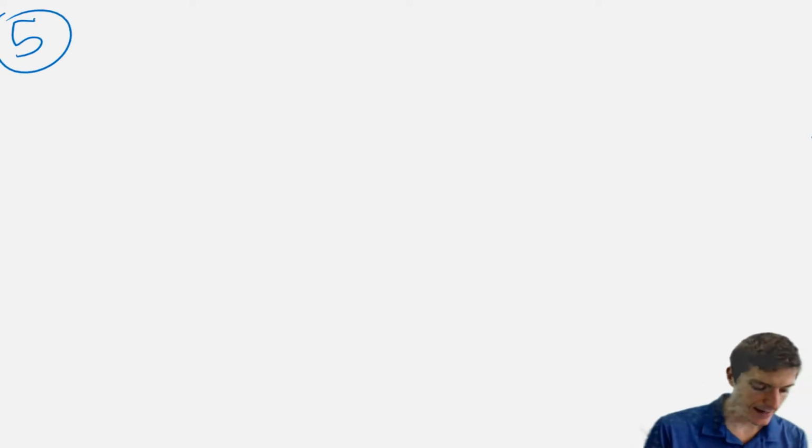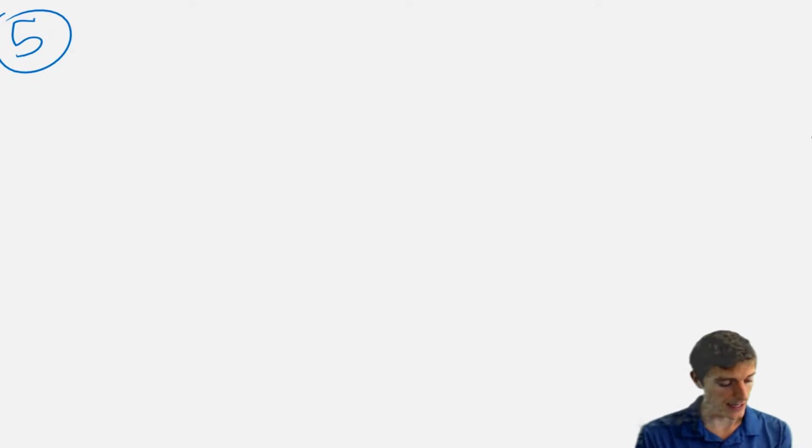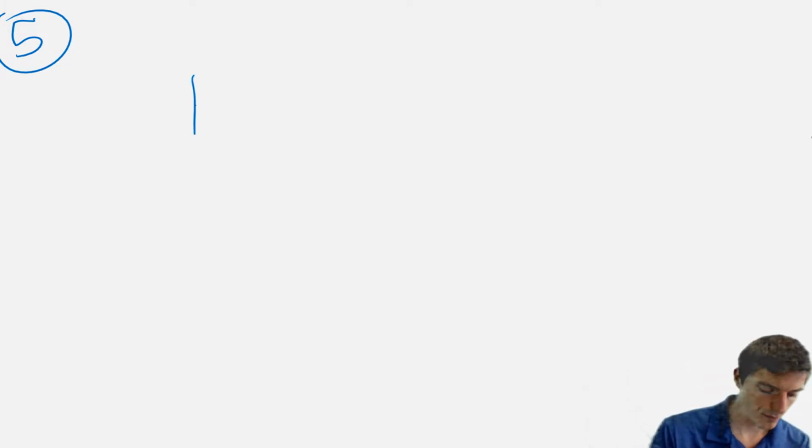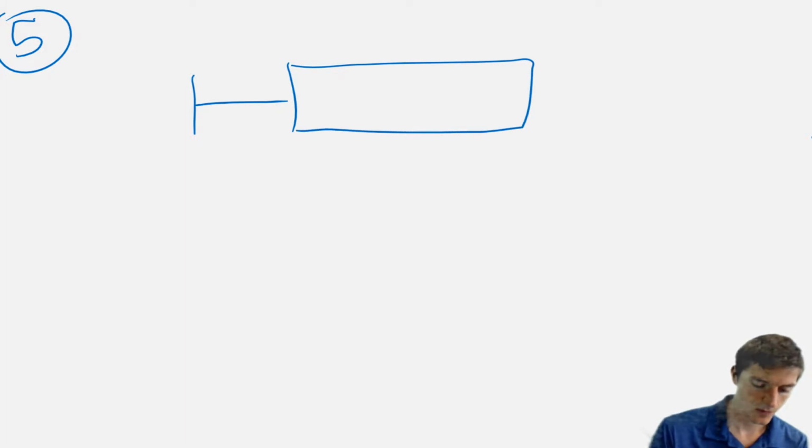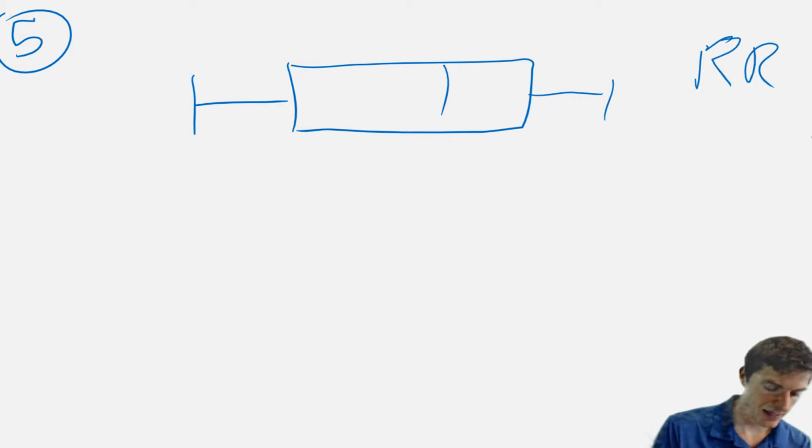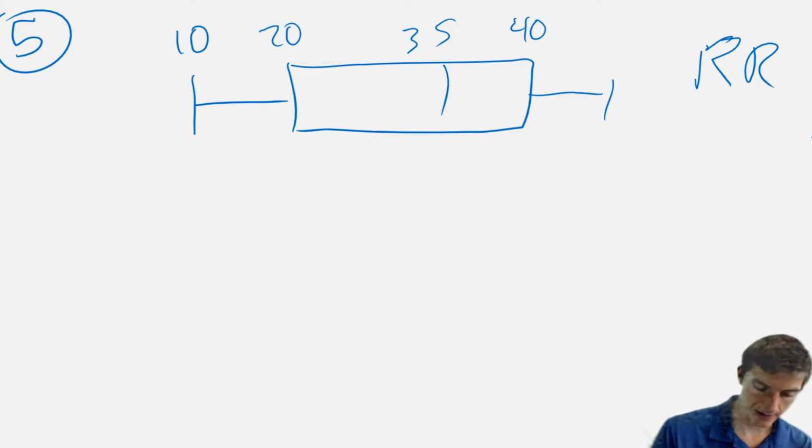Okay, so moving on to number five. I have two players. I have Ricky Raindrops and Barry Bounce Pass, basically both arguing who's better. If I look at their box and whiskers, though, you'll see it's not much of a contest. So this is Ricky Raindrops. He has a minimum at 10, first quartile at 20, 35 is his median, 40 and 50.